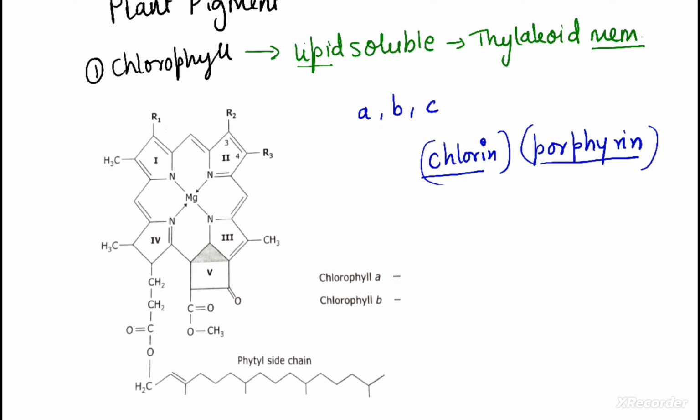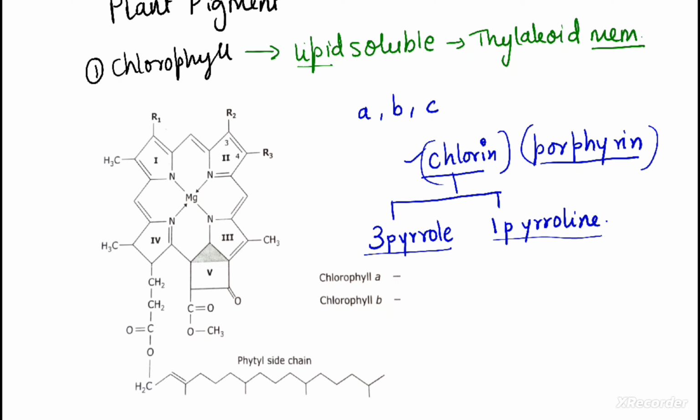Now when will I say that this particular chlorophyll is made up of chlorine? This is not that Cl chlorine. This is the structure of this chlorophyll. So when will I say that it is made up of chlorine? When there are 3 pyrrole rings and 1 pyrrolene ring. When there are 3 pyrrole rings and 1 pyrrolene ring, it results in the chlorine structure.